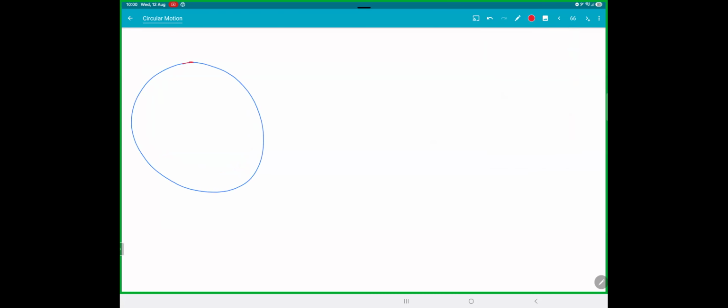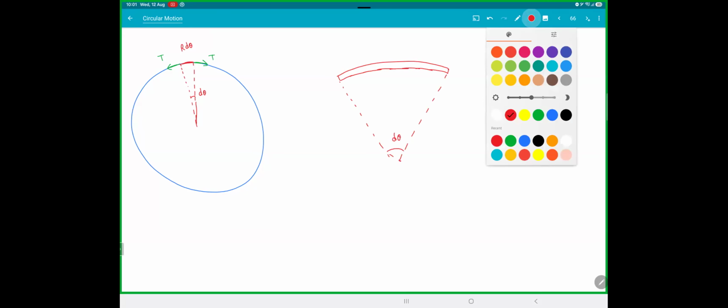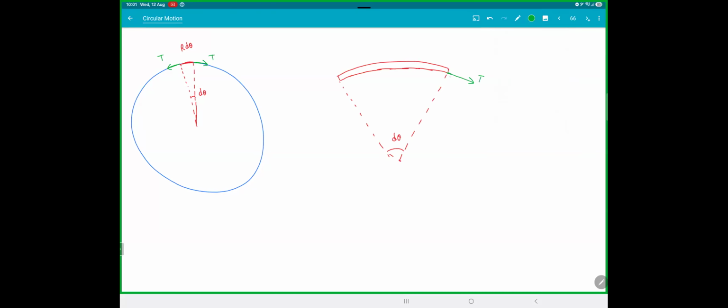So we will take a very small piece, d theta. So we will choose a very small piece. This length will be r d theta. There'll be two tensions, one pulling this way and one pulling this way. Let me exaggerate this. So this is d theta. This is your tension. This is 90 degrees, and this is your tension. This was 90 degrees.